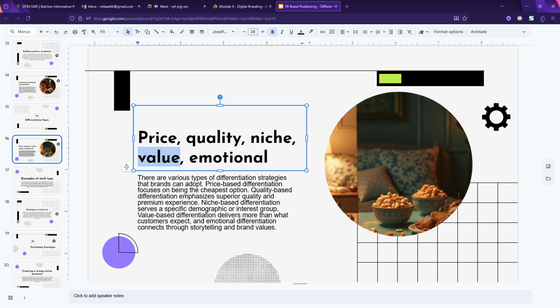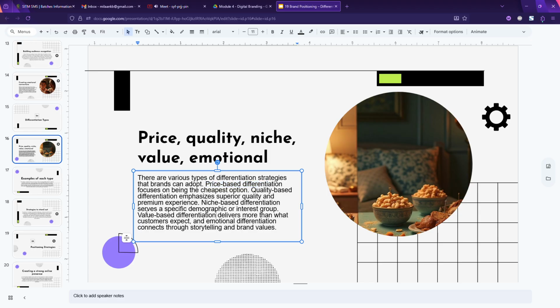Then it can be emotional. Perceived value is also emotional, but it can be emotional in another way, say Nike, Just Do It and all those. So it becomes like a statement. So emotional for others, it's basically as simple as what they are. And for value-based differentiation, it's more than what customers expect. So the price and quality they are getting, but then the statement, the impression, the people recognize them and all those. And emotional differentiation connects through storytelling and brand values. So in terms of NGOs and all, maybe they can have a different storytelling and brand values. People will connect to them.